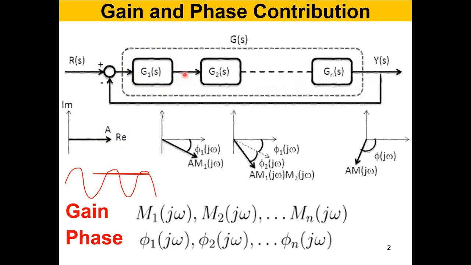So after going through this block, I can draw it like this, which means this zero phase signal has now changed. Now there is a phase angle phi 1 of j omega. The signal is delayed a little bit, and also the magnitude changes by a certain amount. So this one single block introduces phi 1 phase lag and a magnitude change. Earlier it was magnitude A. Now this is A times M1, which means different from A.